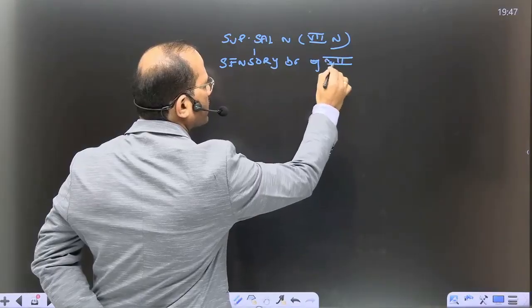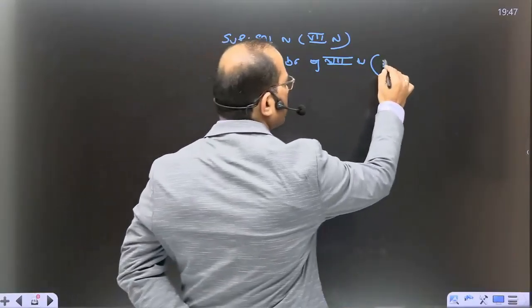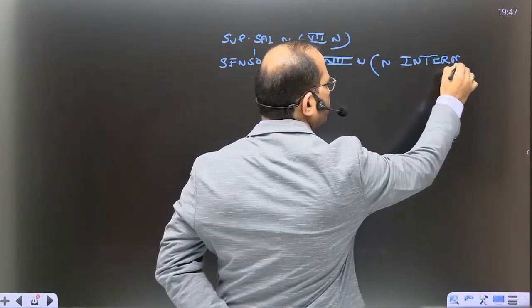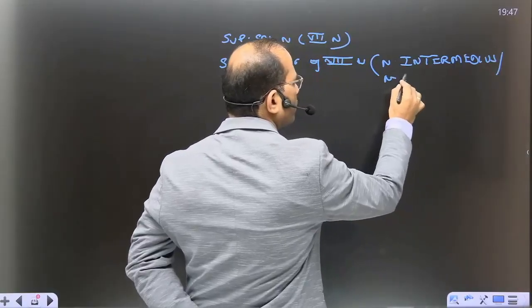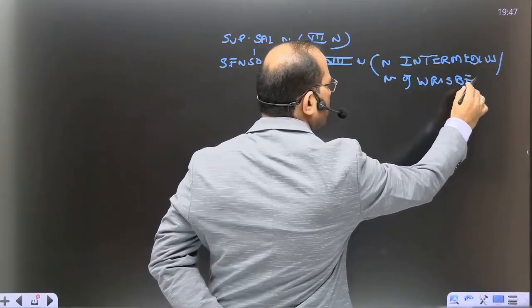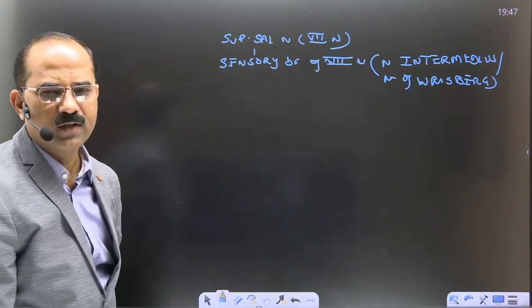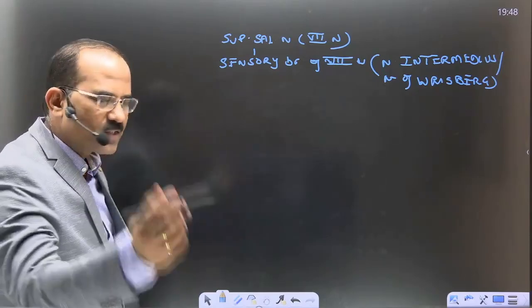Any idea what the sensory branch of facial nerve is known as? It is known as the nervus intermedius, or the nerve of Wrisberg. Remember this, that's a very important MCQ. Nerve of Wrisberg, W-R-I-S-B-E-R-G. So the sensory branch of facial nerve is known as nervus intermedius or the nerve of Wrisberg.